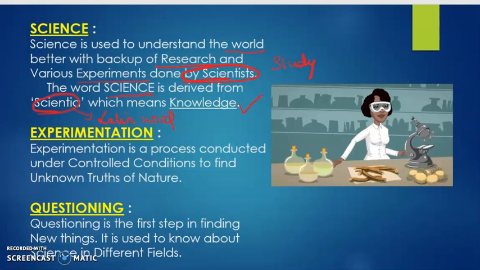So next we will discuss experimentation. The word which ends with tion can be called a process. For example, there are various processes occurring in our body daily and continuously: respiration, circulation, excretion, digestion. These words all end with tion, which means they are called a process. That means the word experimentation can also be called a process which is conducted under controlled conditions.